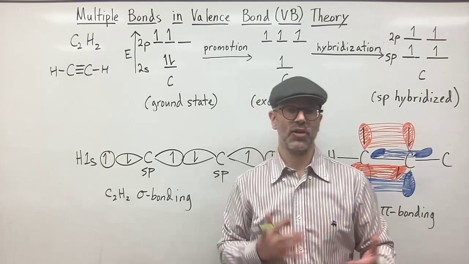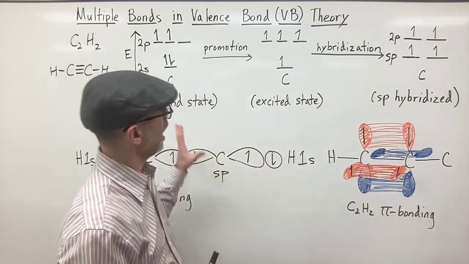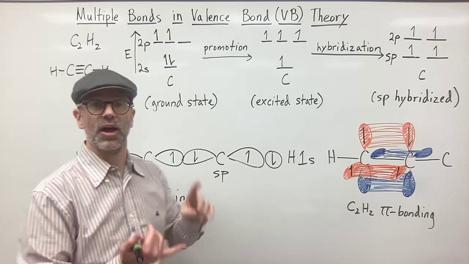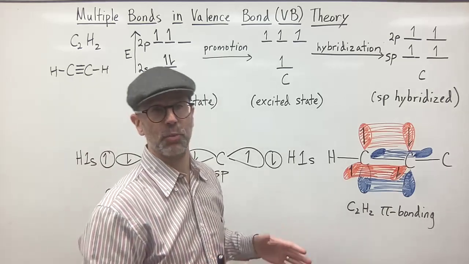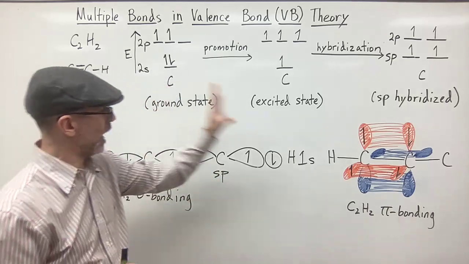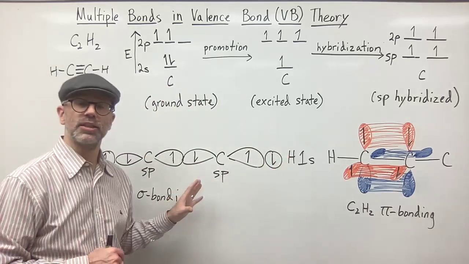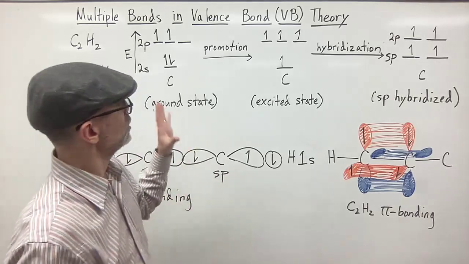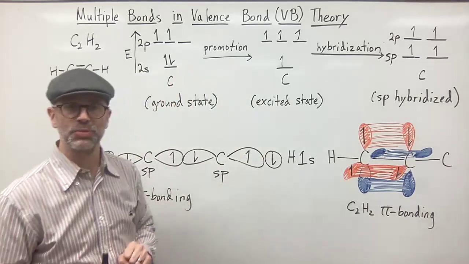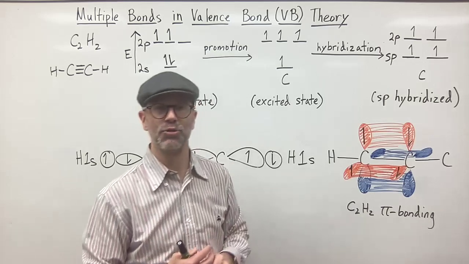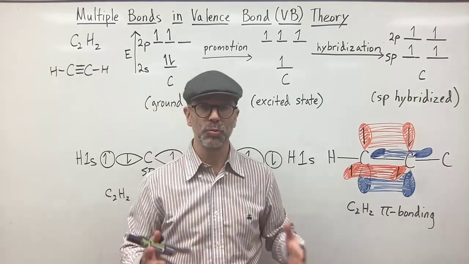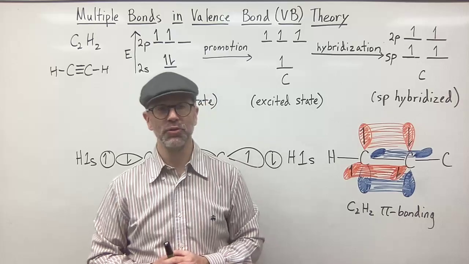So again, this is how we would explain the multiple bonds, double and triple bonds and single bonds, by the overlapping of different orbitals, hybrid and unhybridized as well. And so I hope this helps clarify how you can use valence bond theory to explain multiple bonds in molecules.